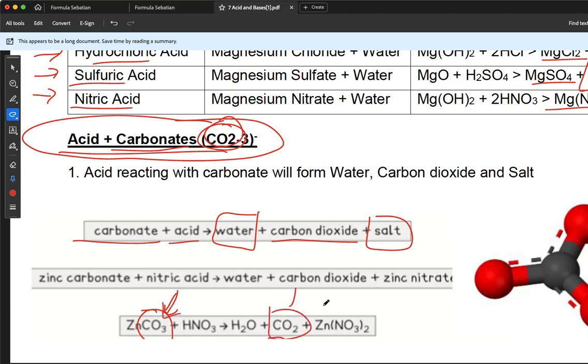And of course, the salt that is produced is the same thing once again. This Zn and this NO3 here will combine together to form the salt, with a byproduct of carbon dioxide because of the carbonate here. Yes, everyone?